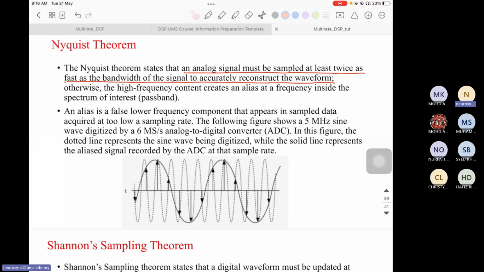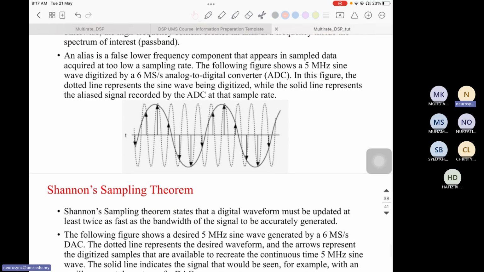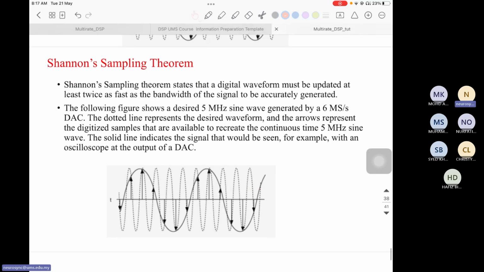Therefore, this is very important. This dotted line is the given analog signal, with a frequency of 5 megahertz sine waveform. So sampling is very important if I want to digitize this. If I use this 6 mega samples per second analog to digital converter, the signal must be sampled at least twice as fast as the bandwidth of the signal. That is 5 megahertz, so at least twice of that.